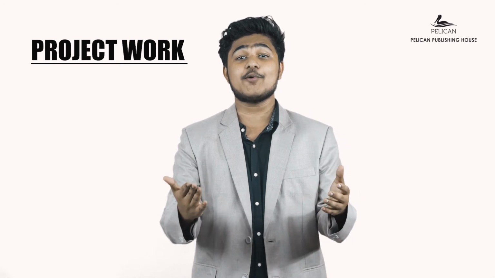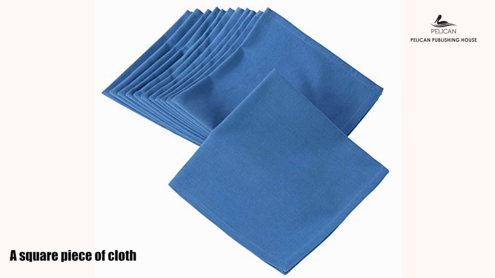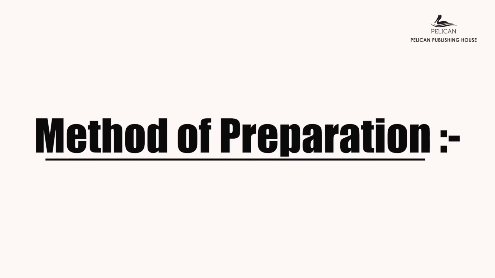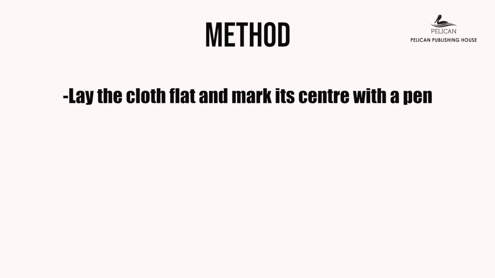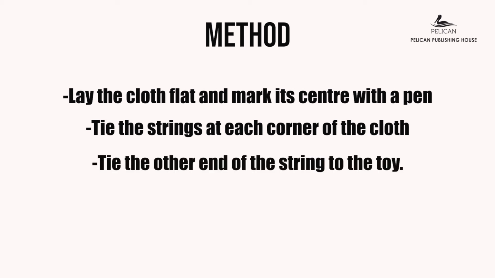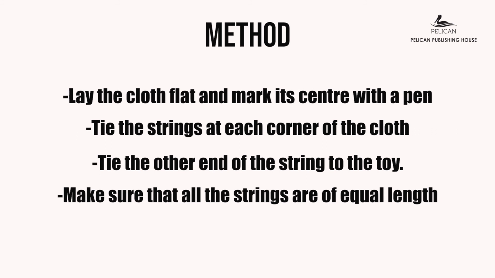Hey, here is a project for you. Here is how to make your own toy parachute. Things needed are a square piece of cloth, 4 strings of equal length, and a small toy. Method of preparation is: lay the cloth flat and mark its center with a pen. Tie the strings at each corner of the cloth. Tie the other end of the string to the toy. Make sure that all the strings are of equal length.